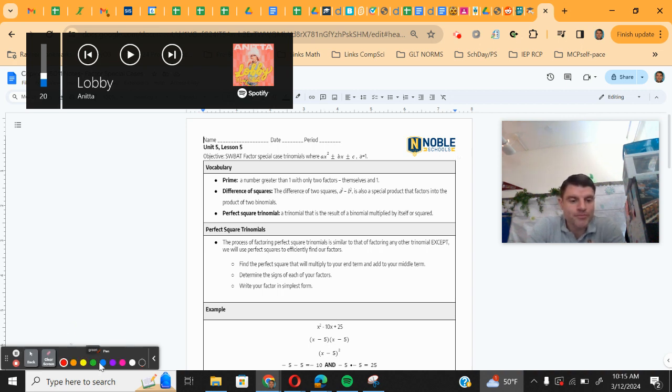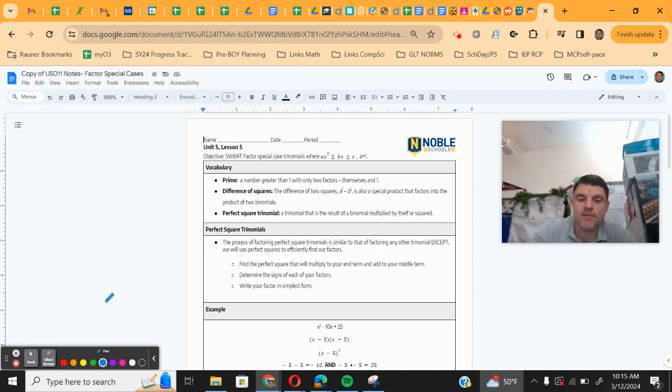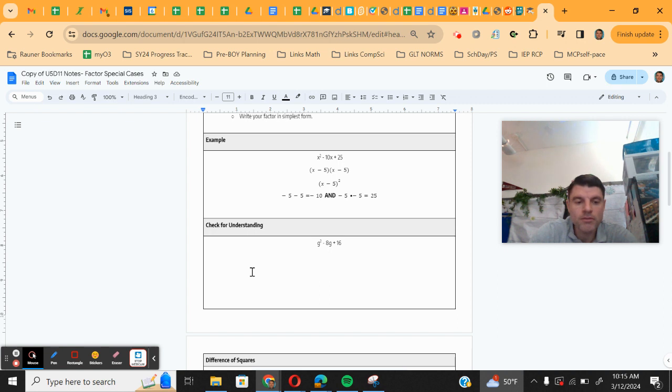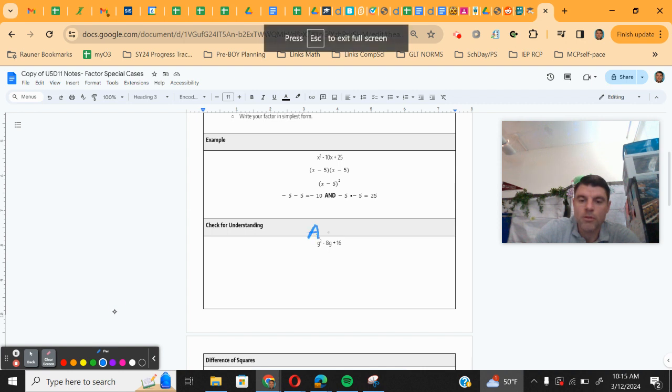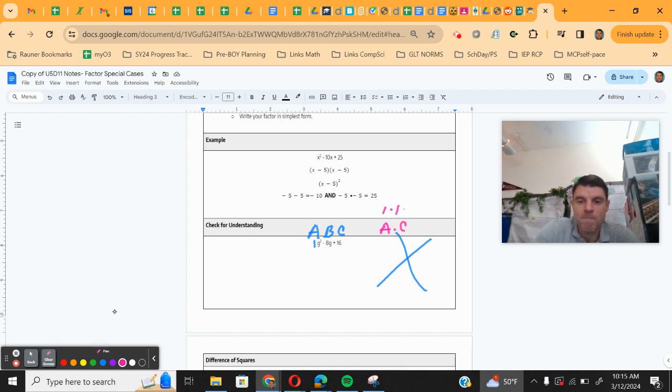All right, so when we're looking at lesson 5, you're going to be still factoring, but you have special cases. So we're going to use the ABC method. 1 times 16 is how you get the top number. So 1 times 16 is going to give us 16.